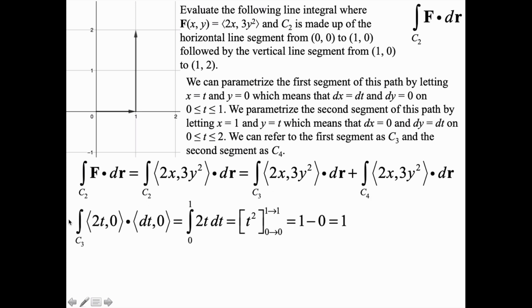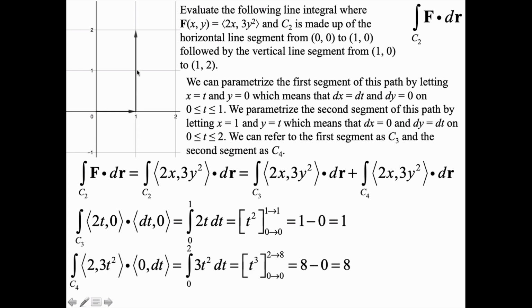We make our substitutions again. Instead of 2x, 3y squared, we're going to put 2t. And since y was 0, 3 times 0 squared would give us a 0 here, as that y component of the vector field. Dotted with the differential vector, used to be dx, dy, but now we have x equals t, so it'll be dt, and since y is 0, we'll have 0 here. If you evaluate that from 0 to 1, as was the first range of values, we get an answer of 1.